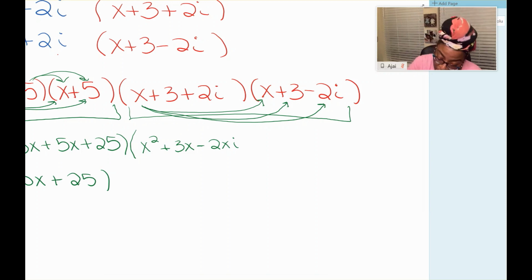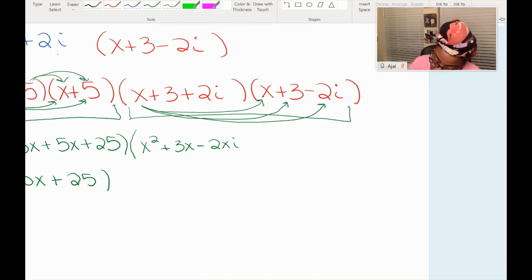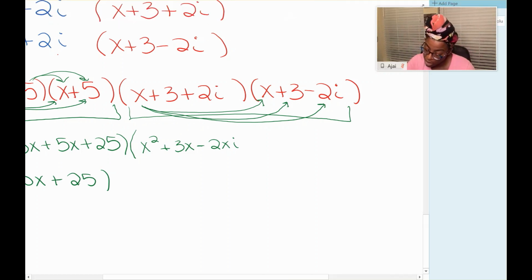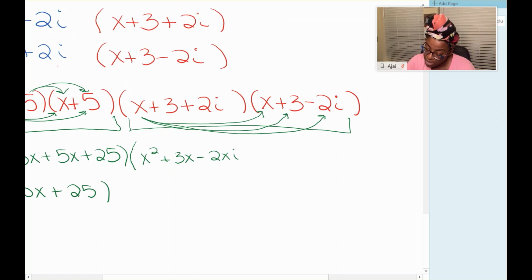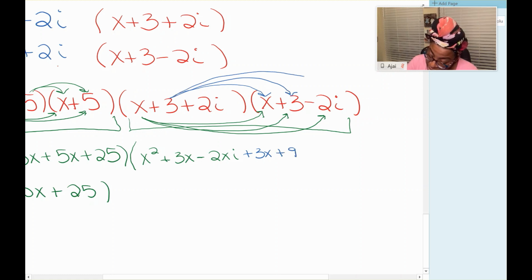Okay? I'm going to switch colors. Let's go to blue. And I'm going to go across the top this time. So I'm going to take the next term, which is 3, and I multiply here. First term here, that's going to be 3x. And then I have 3 times 3, that's going to be 9. And then I have 3 times negative 2i, that's negative 6i.